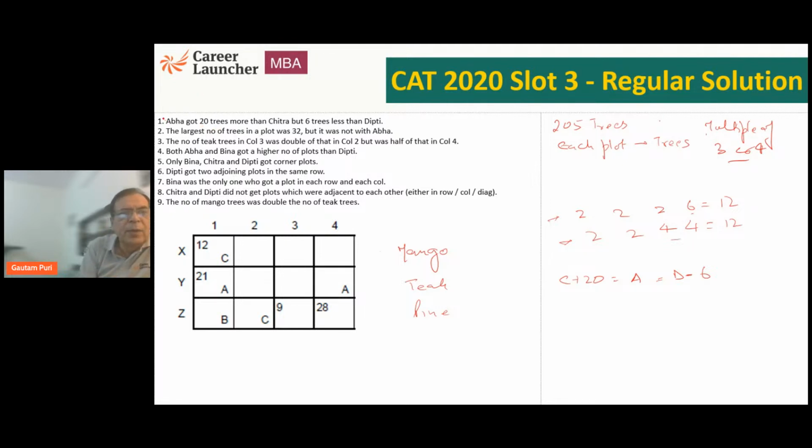Statement 1 we have done. The largest number of trees in a plot was 32, but not with Abha. So the maximum number of trees is 32, but it is not with Abha.